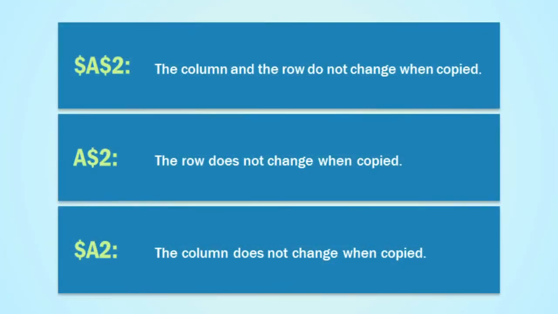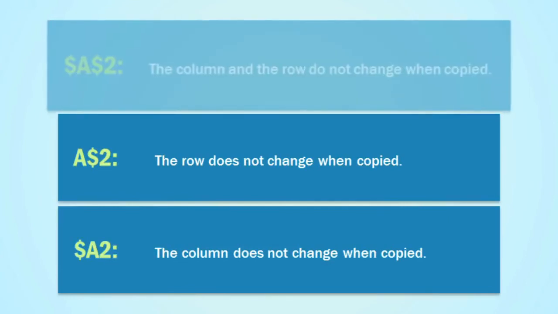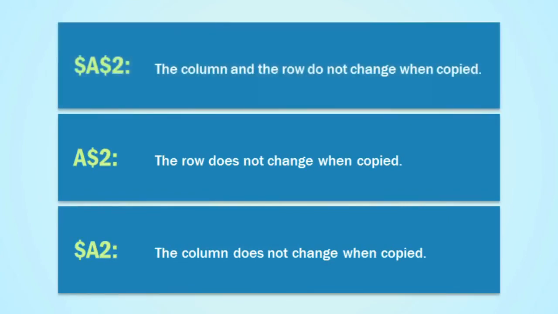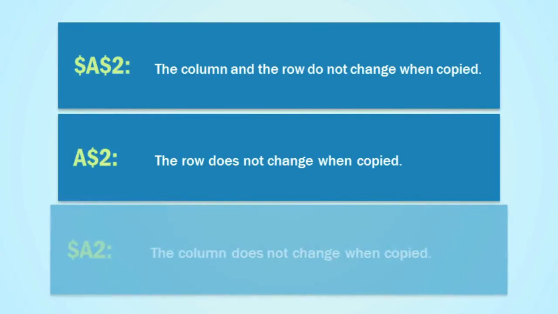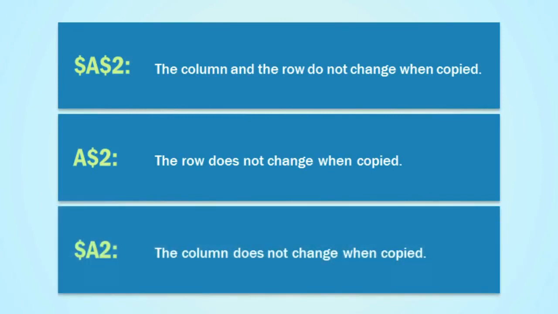Absolute references will have a $ placed before the column, row, or both to keep them from changing. If you put $ before the column and the row, then neither of them will change no matter where you copy the formula to. If you just put the $ before the row, then the row will not change, but the column will change if you copy the formula to a different column. And if you just put the $ before the column, then the column won't change, but the row can change.